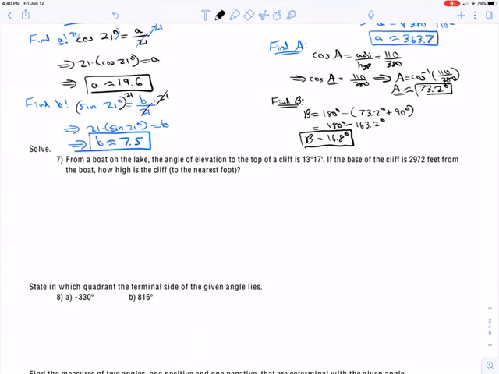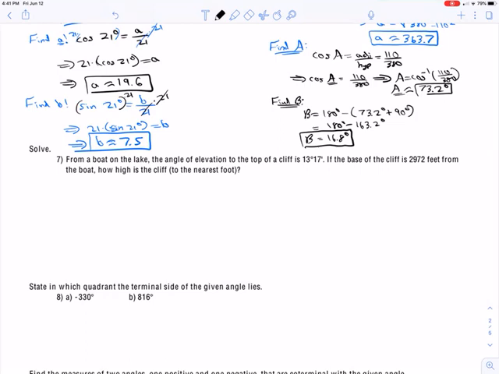Let's do an application of using right triangle. From a boat on a lake, the angle of elevation to the top of a cliff is 13 degrees, 17 minutes. So instead of a decimal, they're using DMS notation, right? Minutes and seconds. Remember, 60 minutes a degree, 60 seconds a minute. So I've gotten rid of the decimal and converted over here into minutes. And that's fine. We can leave it in that form, and we can even use it in our calculator. Our calculator knows DMS notation. It says the base of the cliff is 2,972 feet from the boat. How high is the cliff to the nearest foot?